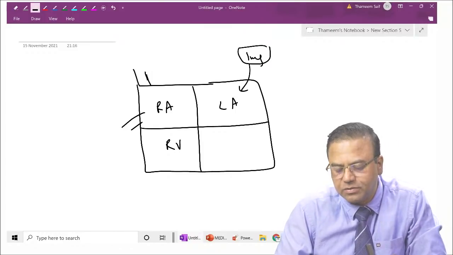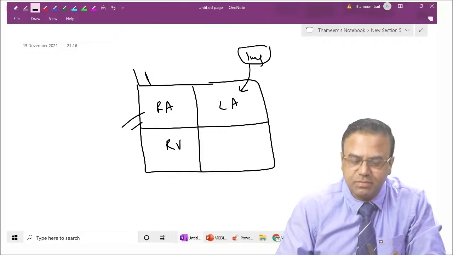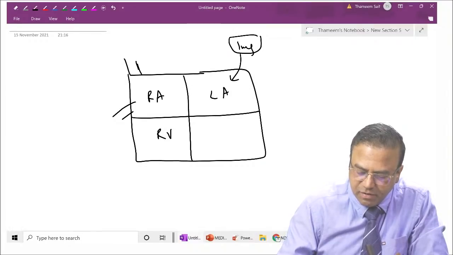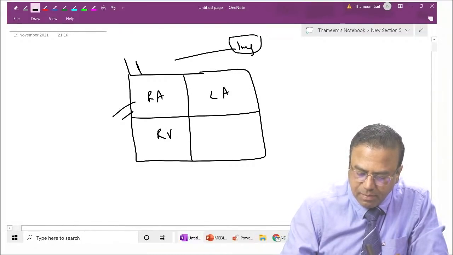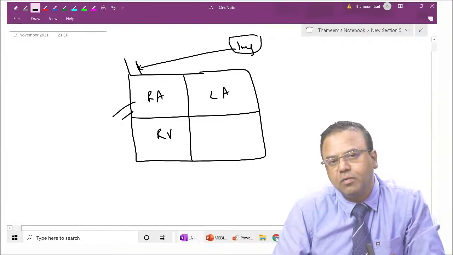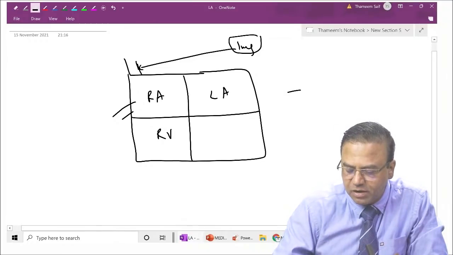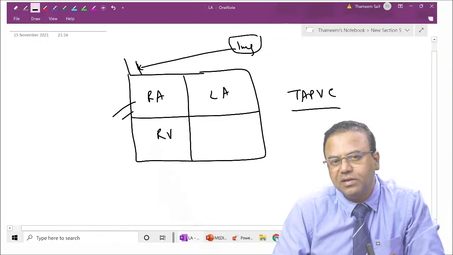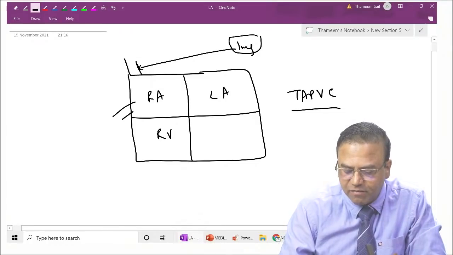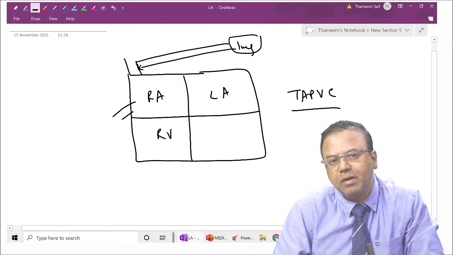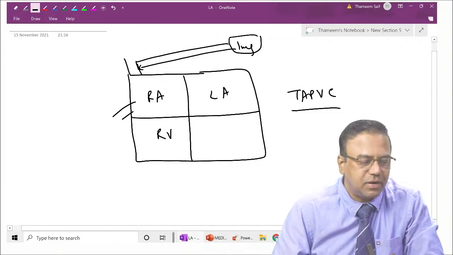Now what is happening in patients with anomalous pulmonary venous drainage, as the name itself suggests, is that the pulmonary veins, instead of opening in the left atrium, are coming back and opening inside the right heart. The most common type of total anomalous pulmonary venous drainage, as you all must be aware, is the supracardiac type. So in this, the oxygenated blood from the lung enters back into the right heart, into the right atrium.